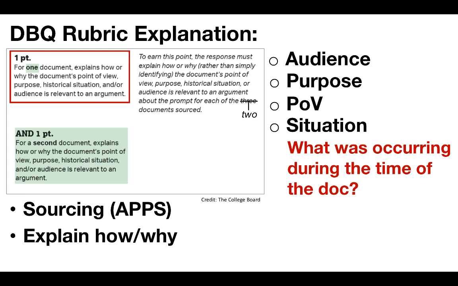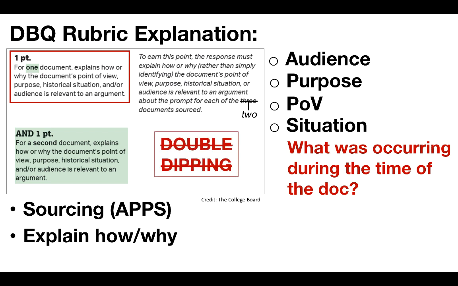Now let me just say this. I will explain later how you need to incorporate the situation anyhow. In fact, twice. While some teachers think the situation is a great way to earn the point for sourcing, my concern is that the student may be double dipping. This is an important point to make. You cannot earn multiple points for the same sentence. And that is for anywhere in the essay.